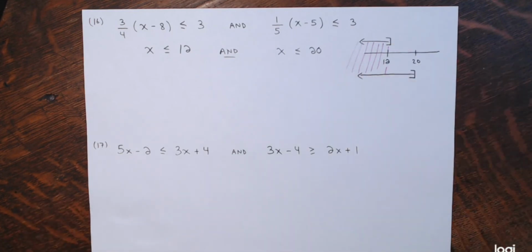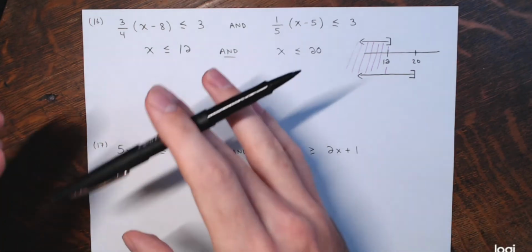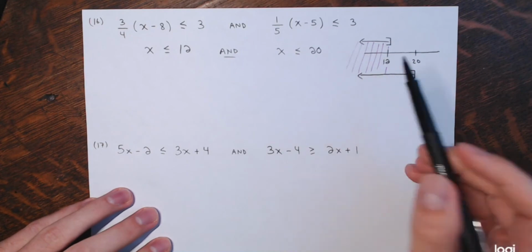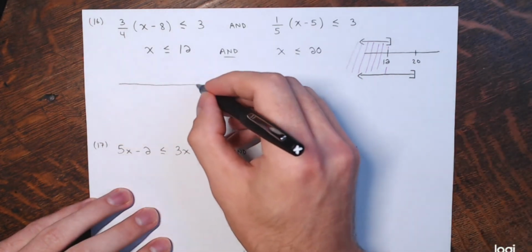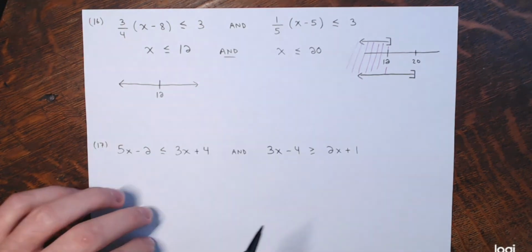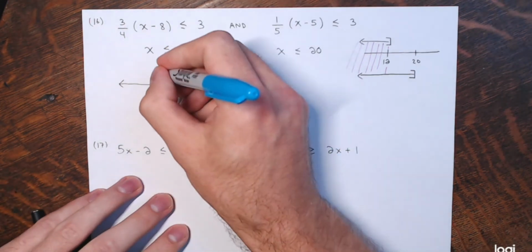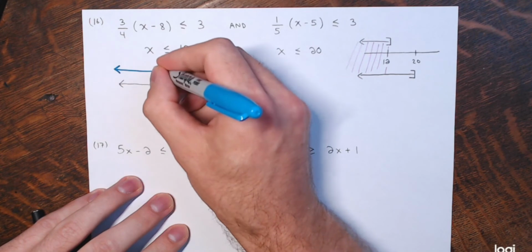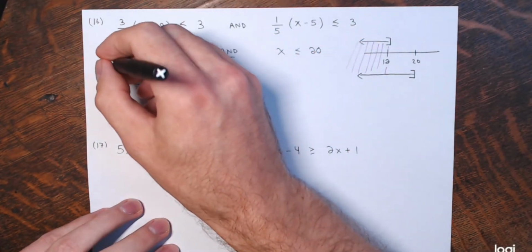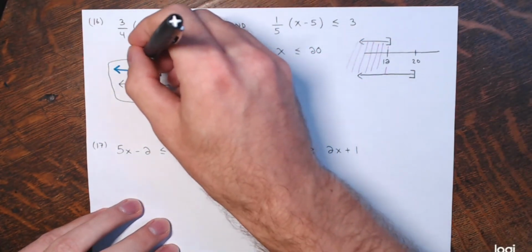The only numbers that are included in my solutions to this compound inequality are the numbers less than 12 or 12 itself. Right, so on my final graph, the only number that needs mentioning is 12. And all the numbers to the left of 12 are solutions, and 12 itself. So a bracket on 12 or a closed point on 12. So there's the final graph.